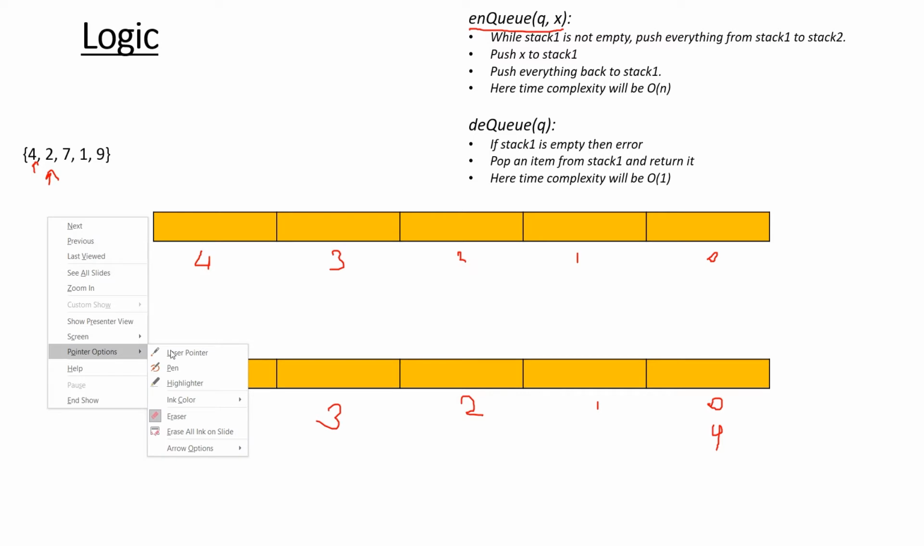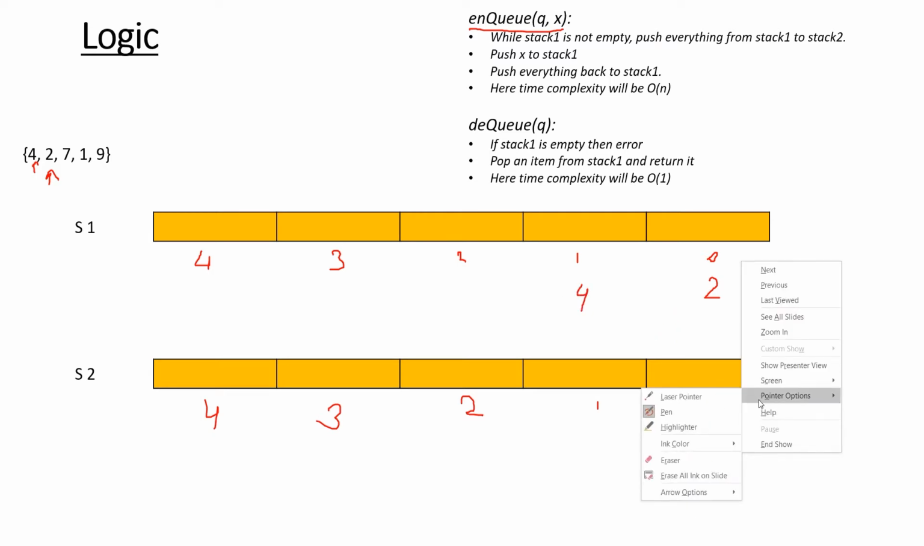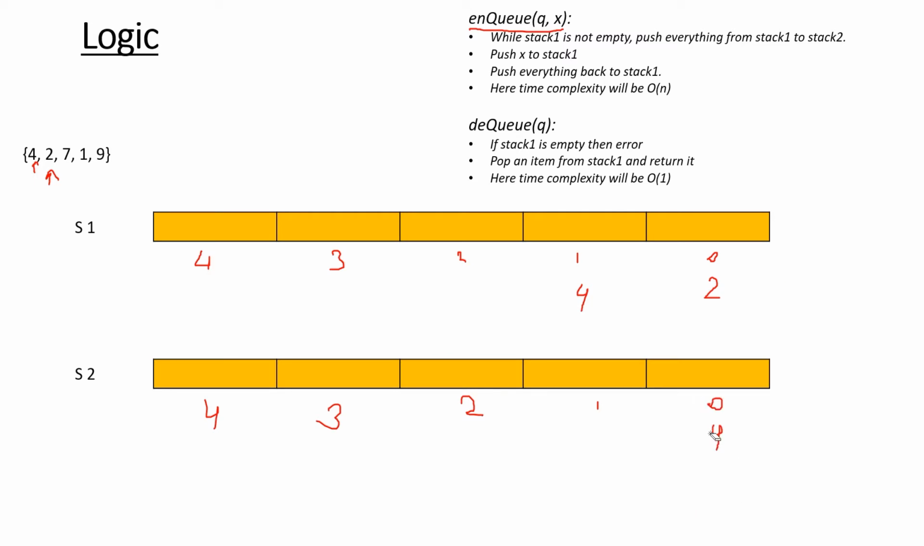So let me put that 2 value here. And then what it is saying, push everything back to the stack 1. So push everything from the stack 2 to stack 1. So if I'm going to push, this 4 will go and sit here, right? And 4 will go and sit here, and this 4 will get removed. So erase this one.